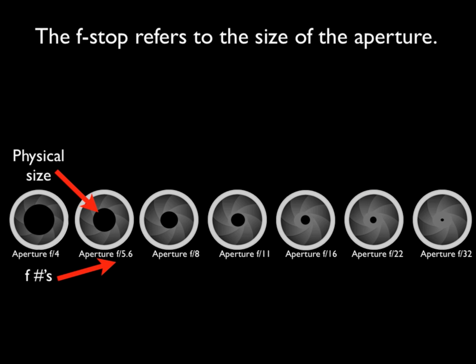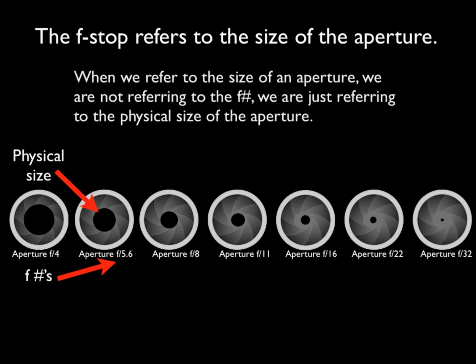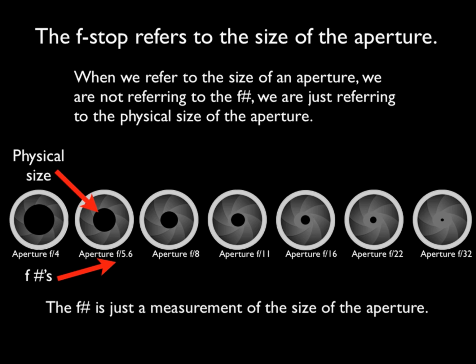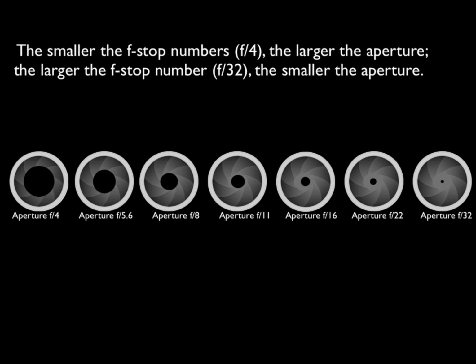The f-stop refers to the size of the aperture. When we refer to the size of an aperture, we are not referring to the f number. We are just referring to the physical size of the aperture. The f number is just a measurement of the size of the aperture. The smaller the f-stop number, the larger the aperture. The larger the f-stop number, the smaller the aperture.